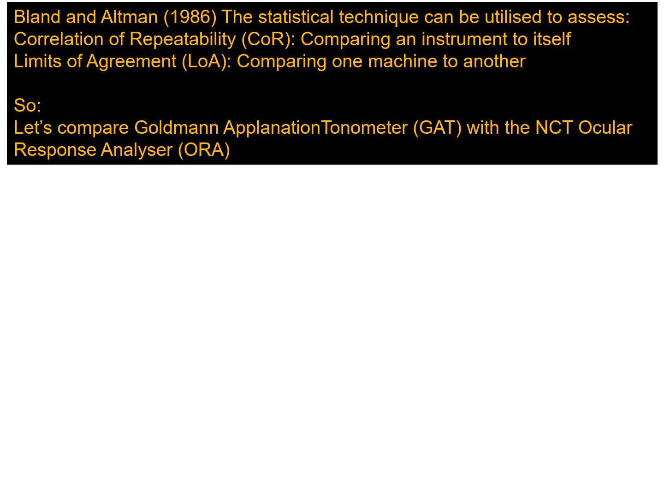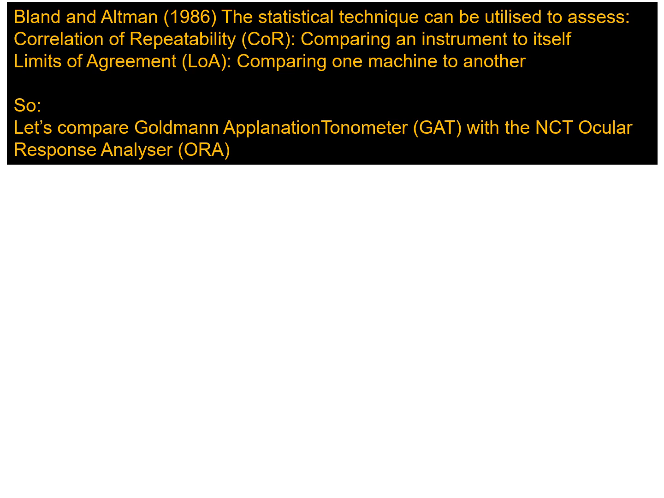So the Bland and Altman technique can actually give you two things. It gives you correlation of repeatability, which is where we take one instrument and compare it to itself. So we repeat the measures, whether on the same day or over a period of time, to see how well it agrees with itself. Technically you need to do that before you do the next bit, which is limits of agreement, where you compare one machine to another. Because if you don't know the variability and the repeatability of each machine, it's very difficult to interpret the limits of agreement between the two machines.